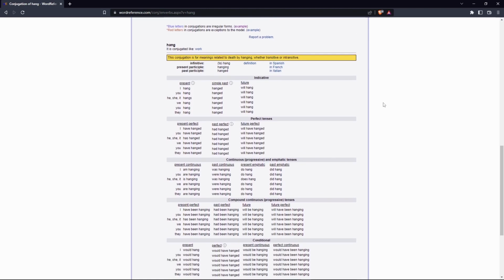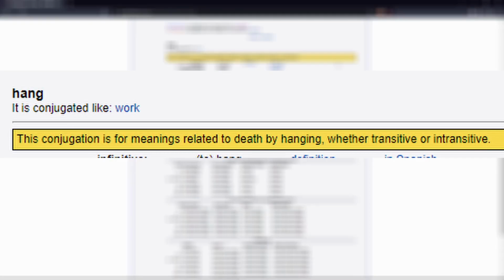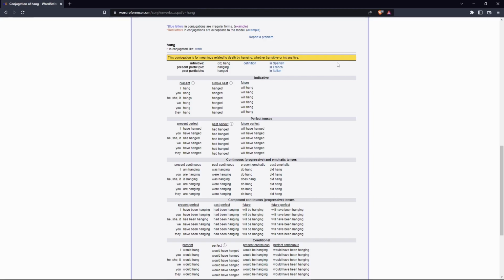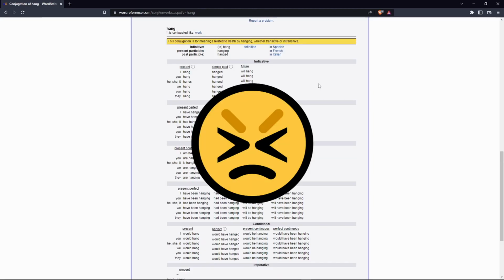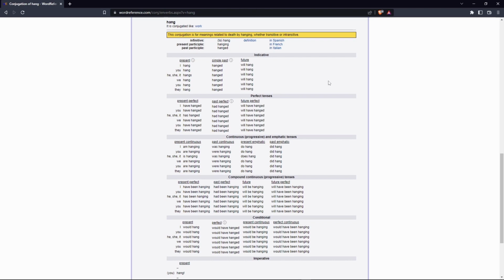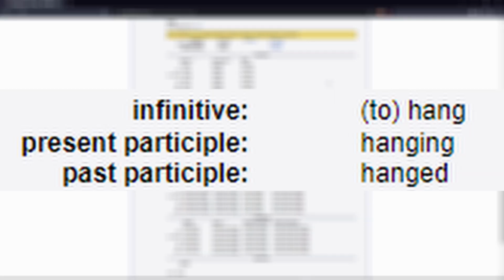This is a different hang that means, and it shows you the meaning here, the conjugation is for meanings related to death by hanging. A lot of native speakers struggle with this. If you're talking about hang, like the method of killing, you have the table here for that, and you see the past participle is not hung, but hanged.